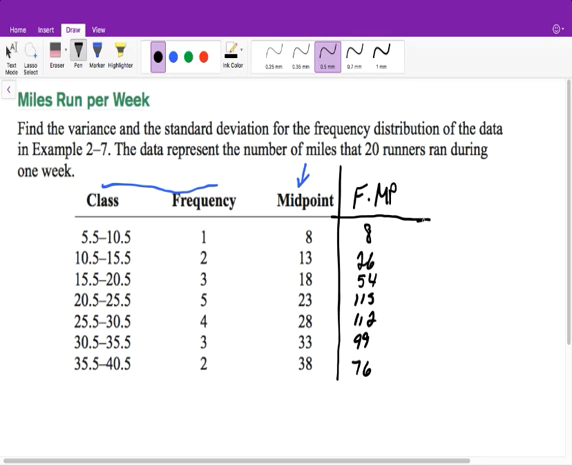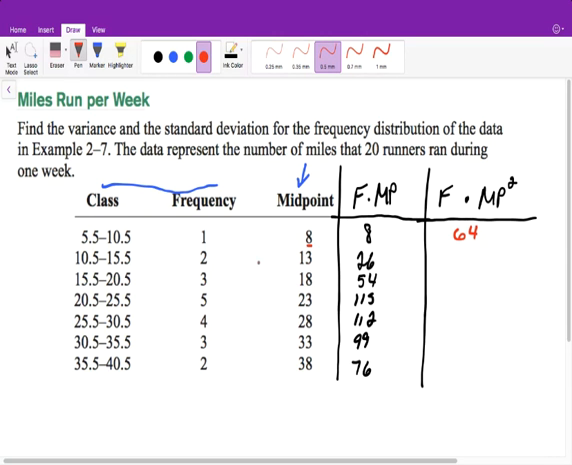There is now one more column that we need to create. What this is equal to is our frequency multiplied by our midpoint squared. Our midpoint in this case is 8, so 8 squared is 64. 64 times 1 is 64. Our midpoint 13 squared is 169. 169 times 2 is going to be 338. 54 squared is going to be 2916.